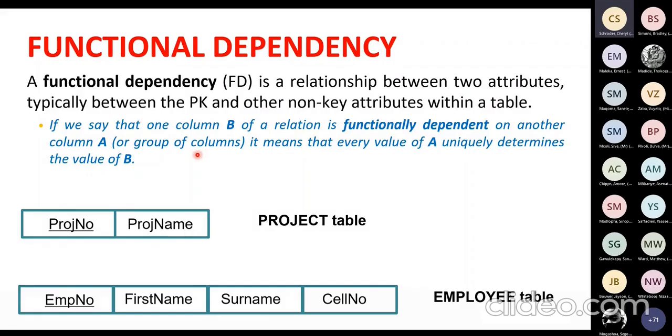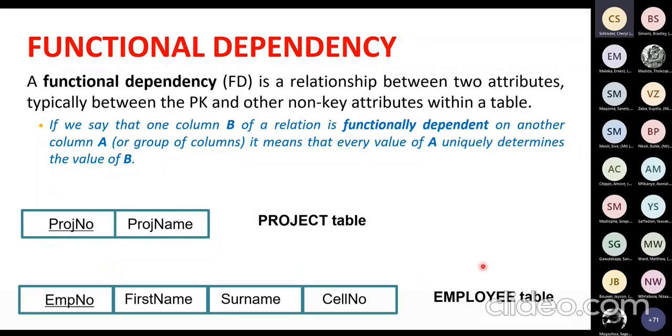In other words, we say that one column B of a relation is functionally dependent on another column. So that's a highfalutin description. Let's have a look at if we had a project table and an employee table. In our project table, we've got project number and project name. Project number in this table is the primary key, and to find the name of a project, we need to know the project number. So the project name is functionally dependent on the project number. I'm going to get one name dependent on the number that is entered.